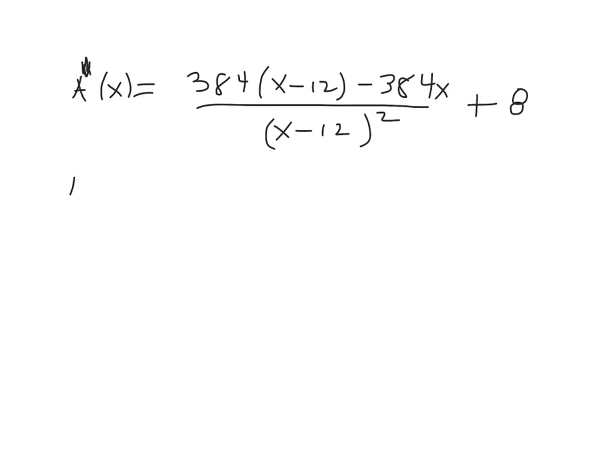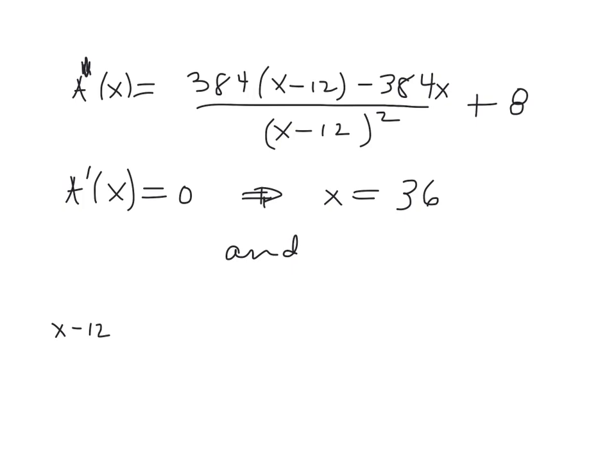Now, if you set A prime of x equal to 0 and you solve for x, you're going to get a mess of algebra to do. However, it does in the end just yield a quadratic equation, and you should be able to solve that quadratic equation and wind up with x being equal to 36. Now you might remember that x minus 12 times y minus 8 has to be 384. So that tells us, together with x equals 36, that y must be 24.